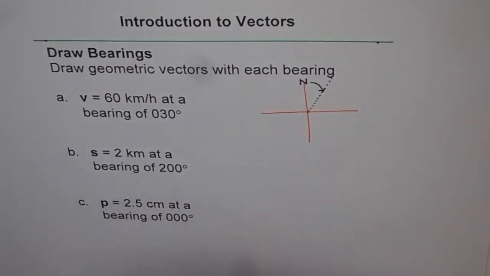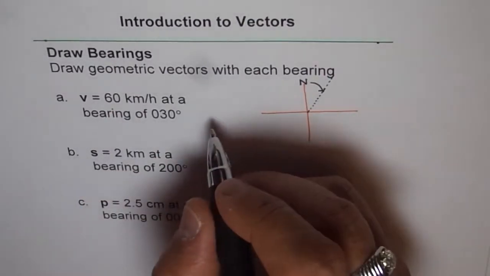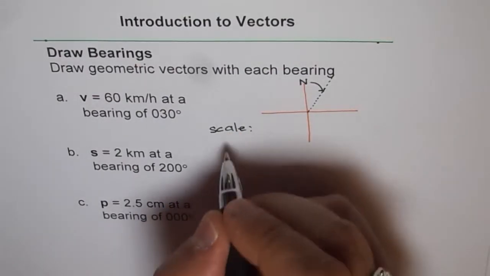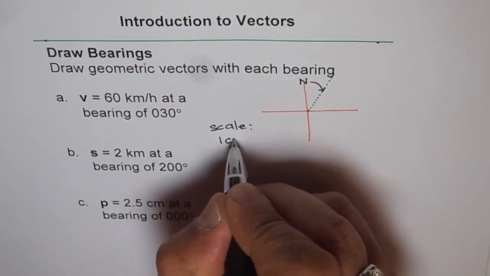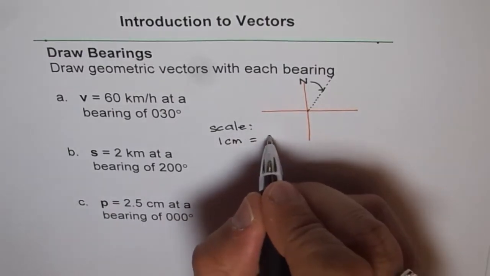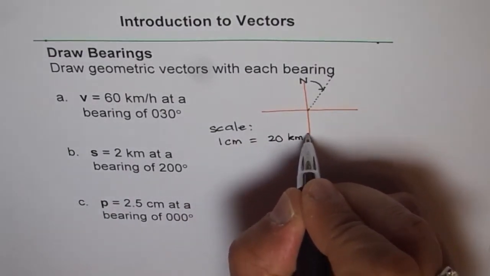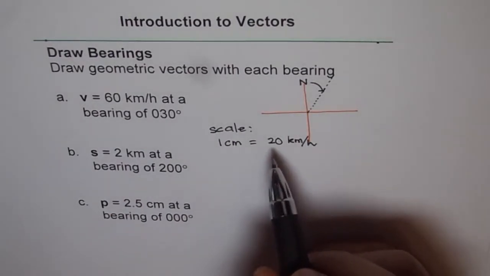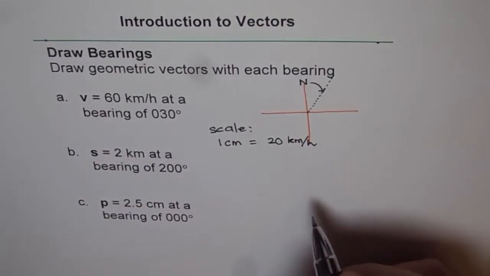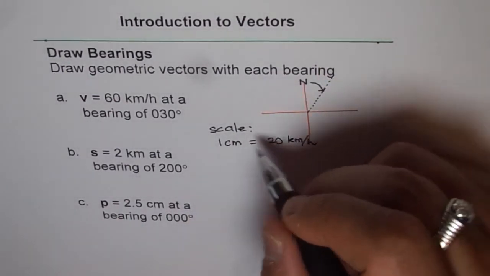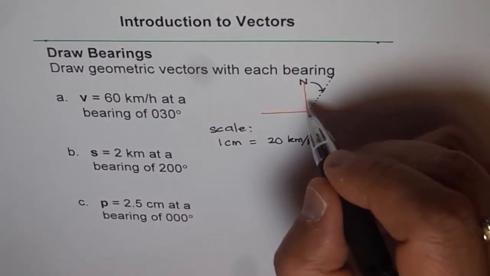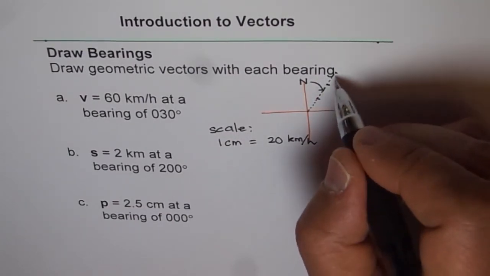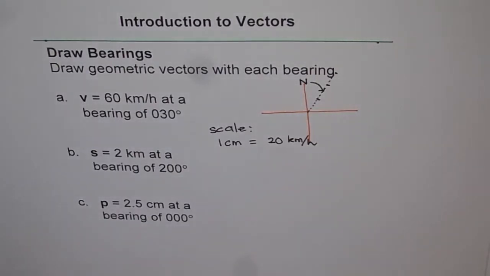Now to get the magnitude, we have to select a scale. So you say, let the scale be, so you have to write your scale. It's very important. So you write scale as 1 centimeter equals, in this case, let us take 20 kilometers per hour, right? In that case, 3 centimeters will give us the length for 60 kilometers per hour, right? So in that case, 3 should be the length of your arrow. So let's say this is 1 centimeter, this is 2 centimeters, and that is 3 centimeters. So that is the length of the arrow, right?